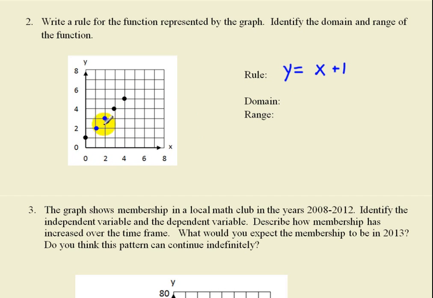Our domain will be the x values of those 5 points on the graph. So the domain will be 0, 1, 2, 3, and 4. The range will be the y values of these points. So that would be 1, 2, 3, 4, and 5.